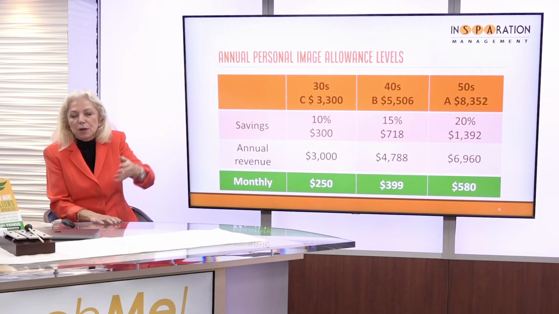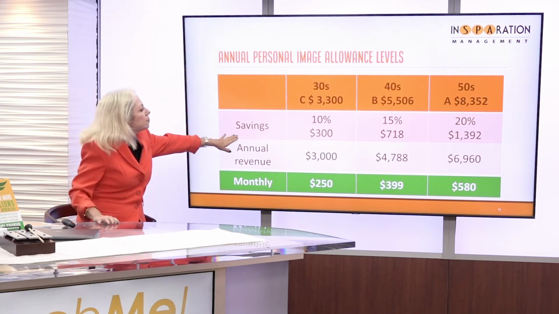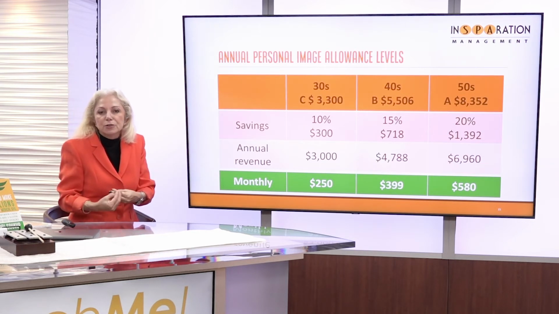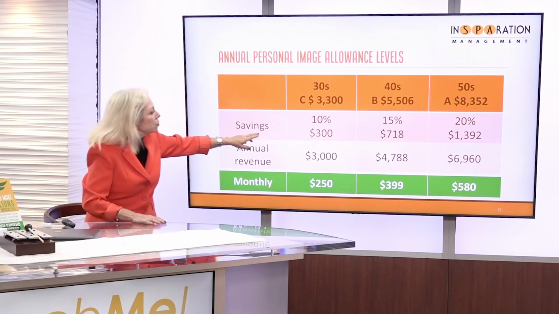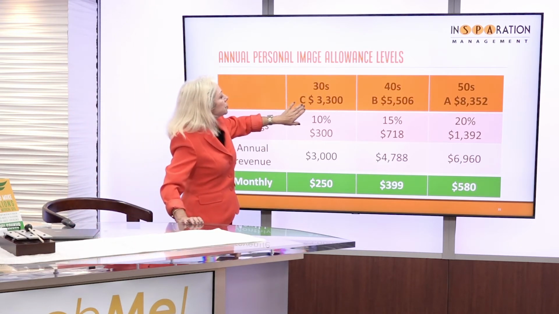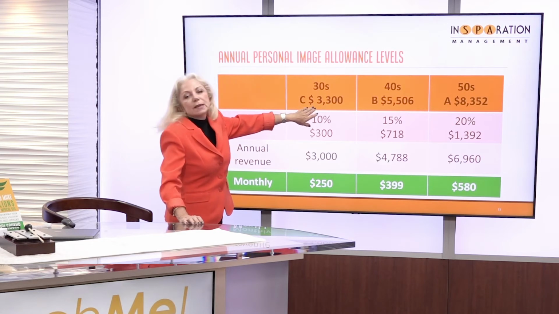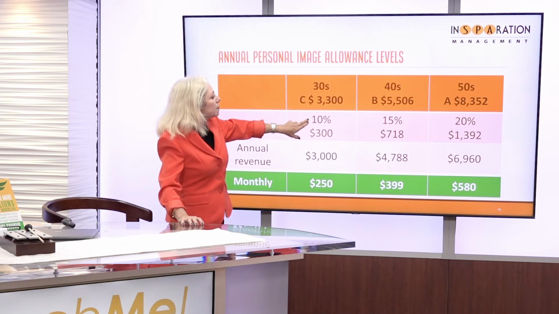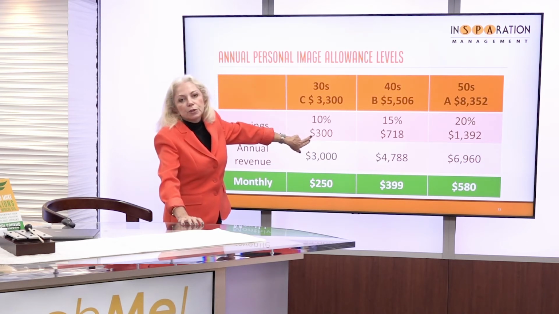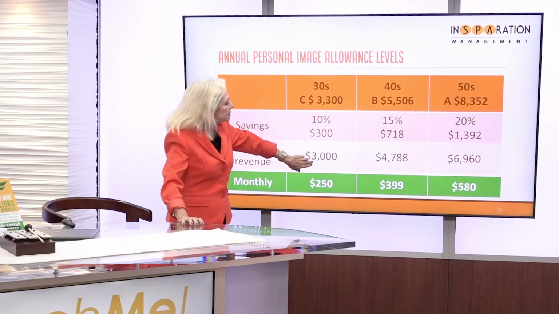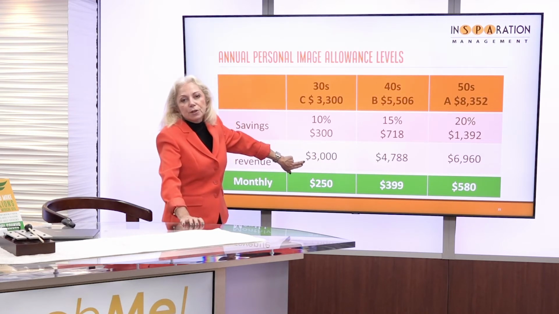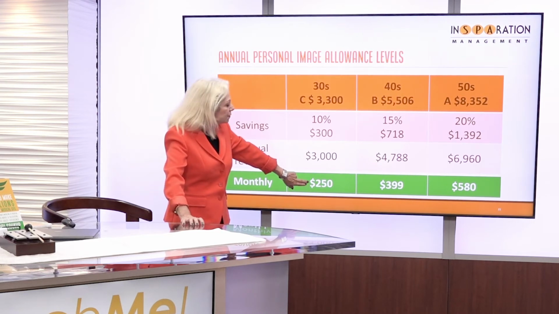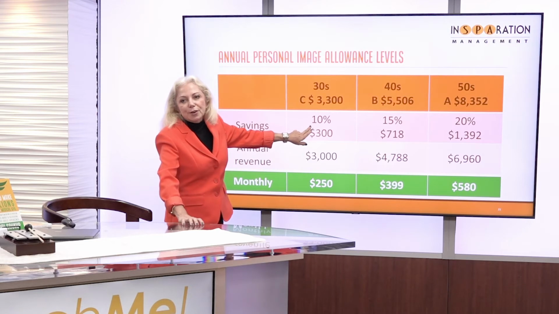Here's what it comes down to. Let me break it down for you. For example, if you have people in their 30s or on the lower end of the financial spectrum, so if they're 30s and they're C's, they're going to end up spending $3,300 with you in 1 year. And if you give them a 10% discount, that's $300 worth of savings. That means they're going to have $3,000 in treatments, and they're paying $250 a month, right? So $250 a month, and they're getting 10% off.